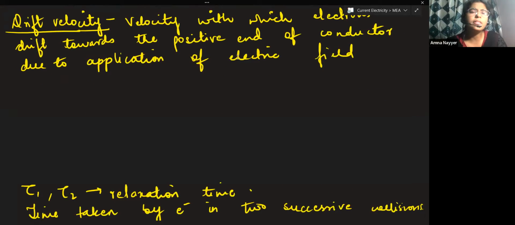Force. Can anyone tell who remembers the relation between force, charge, and electric field? We have done it ample number of times. Force, charge, and electric field. Samya, can you try? Force, electric field, and charge.